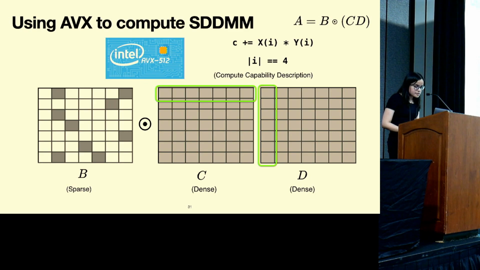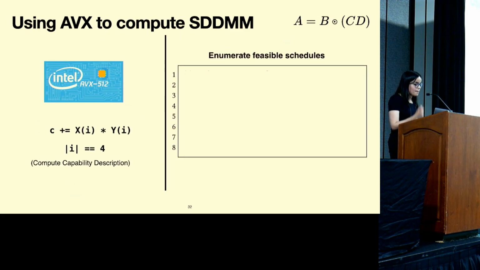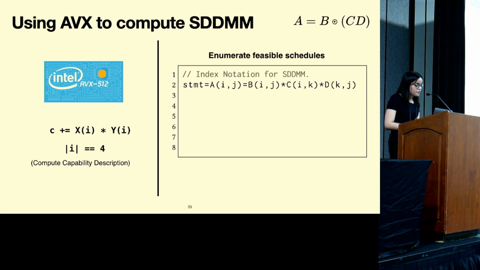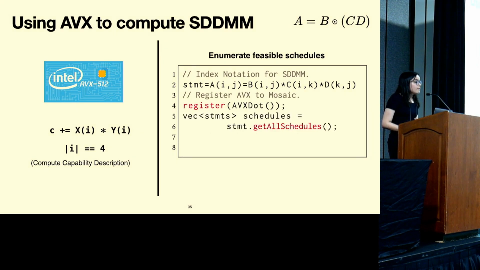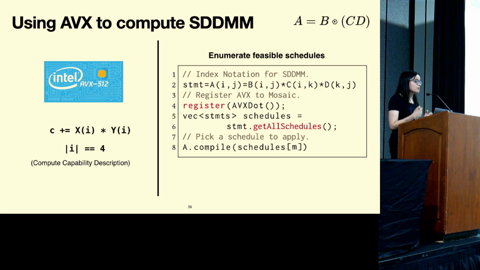So the first, easiest way one can go about scheduling STDMM to Intel AVX intrinsics is to first write the statement of STDMM, register AVX dot, which is the external function interface to Mosaic, ask Mosaic to produce all schedules, and pick one of those schedules in some way. So you can add an auto-tuning step in the middle, but right now I'm just picking one randomly. But let's look at actually one of the schedules that Mosaic might end up producing to see what the automatic search really looks like here.